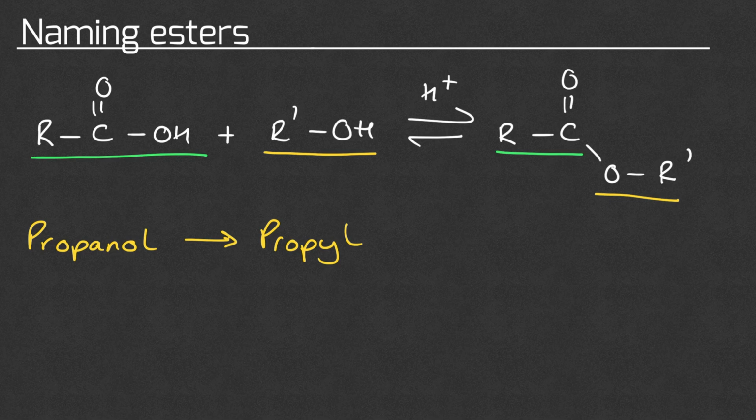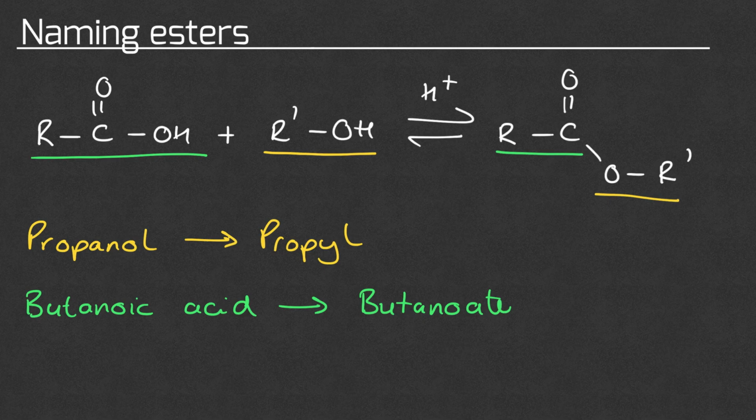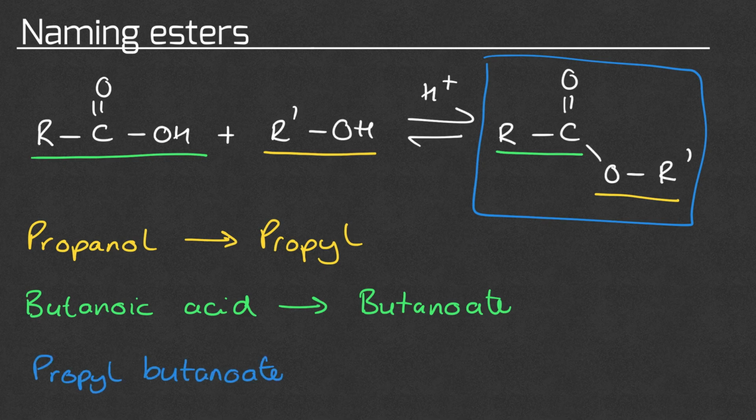The carboxylic acid forms the last part of the name. You substitute oic acid for oate. So for example, if we used butanoic acid, it would give us the name butanoate. We then put both parts of these names together to name the ester. So for example, if we had propanol and butanoic acid reacting together to form an ester, we would make something called propyl butanoate. We'd name the alkyl group first, and then the name which came from the carboxylic acid.